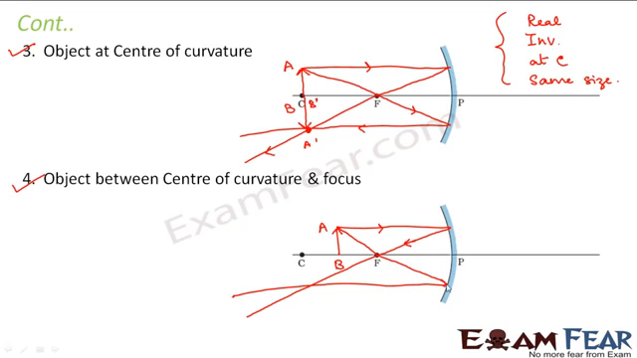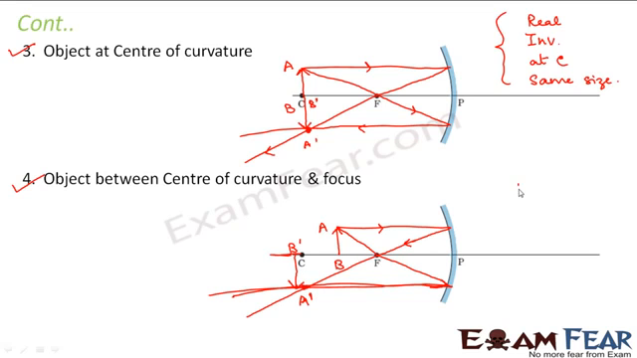Well, in this case, the diagram is not plotted properly, because the two rays of light will meet at a point which will be beyond the center of curvature. Since I am not plotting the lines correctly with measuring scales, it is not meeting at the exact point. Otherwise, this point should be beyond the center of curvature. So you have B dash and A dash.